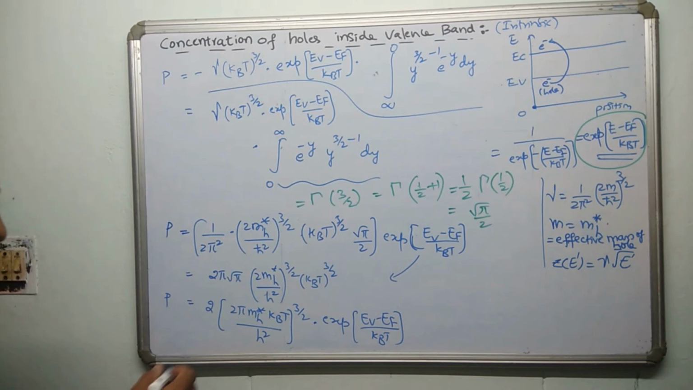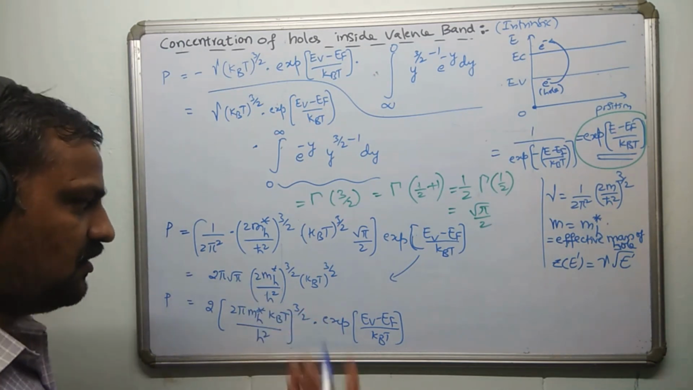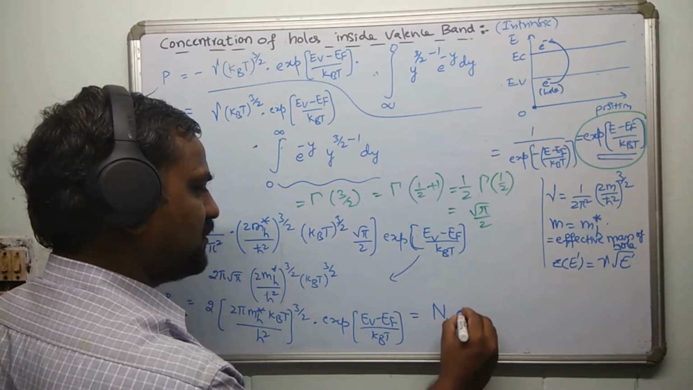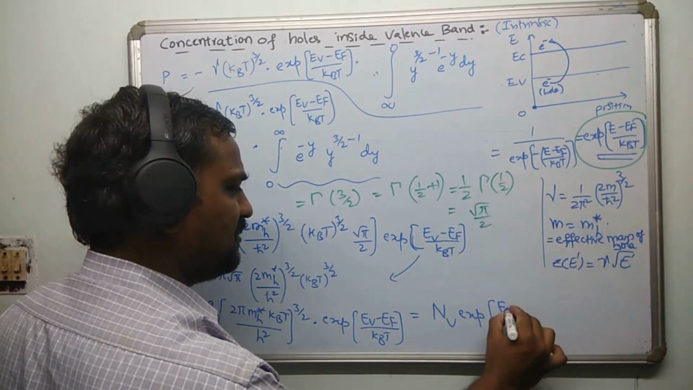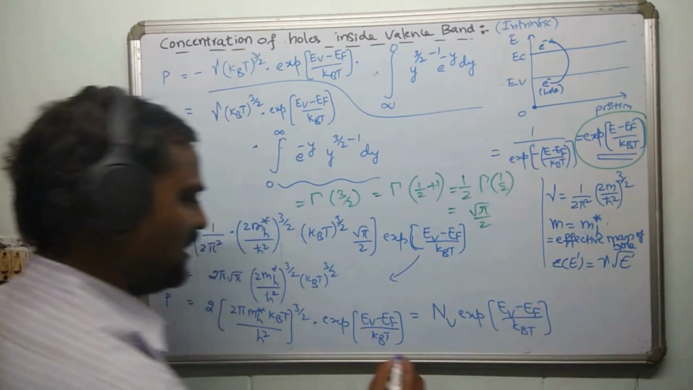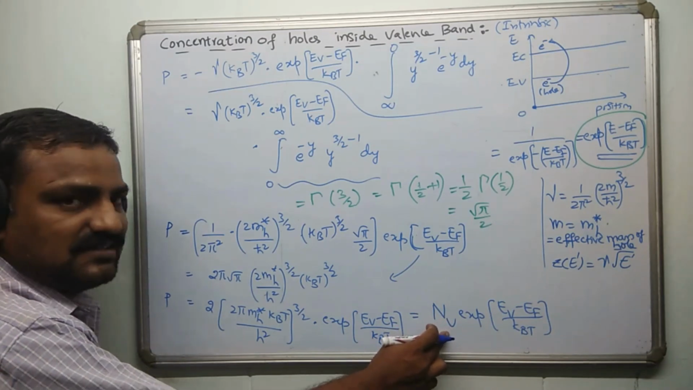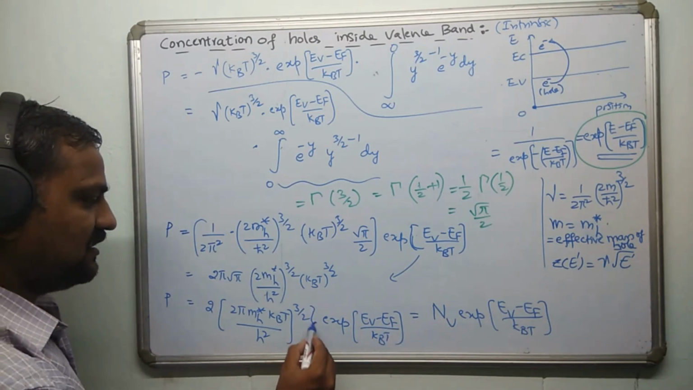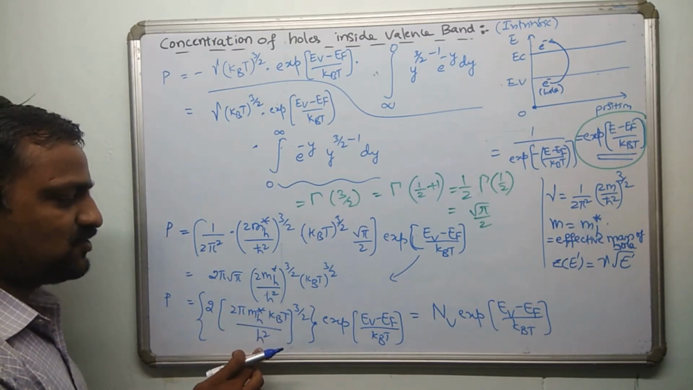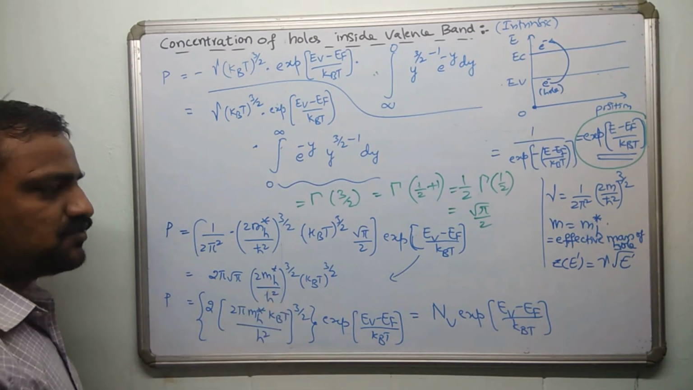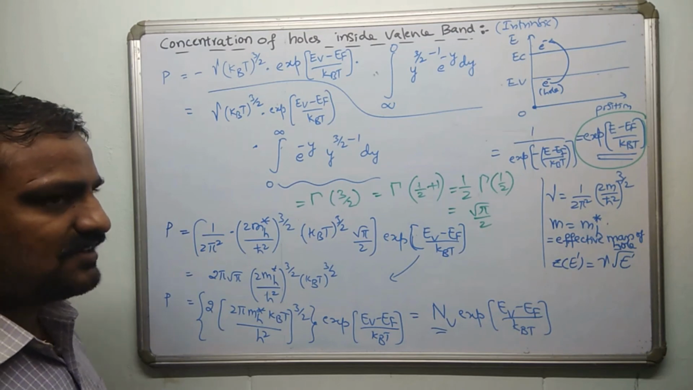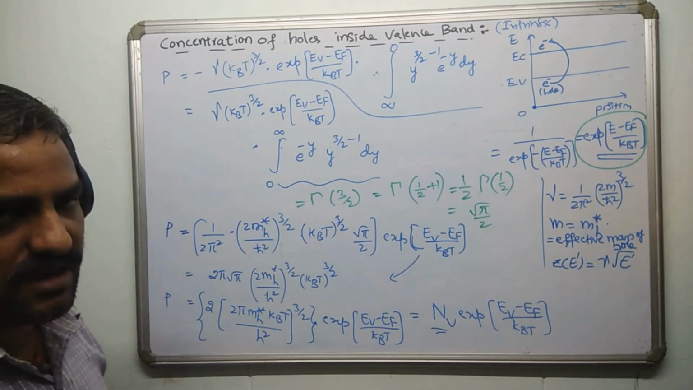Now, we can also simplify this, just like whatever we did for the electrons case. We can write this as NV exponential of (EV minus EF) divided by kBT, where what is this NV? NV is the effective number of holes inside the valence band, and that NV is just this coefficient, this bracket term, 2 into (2 pi m h star kBT by h square) whole power 3 by 2. This term is what you call NV. Now we got the NV, we got the NC, which is for the conduction band. This we have done in the previous class.